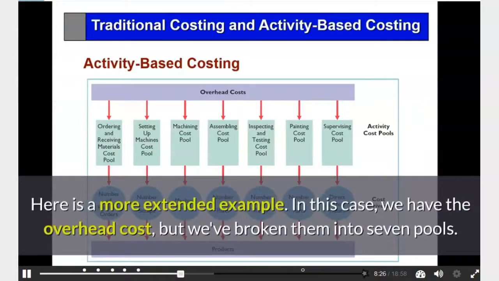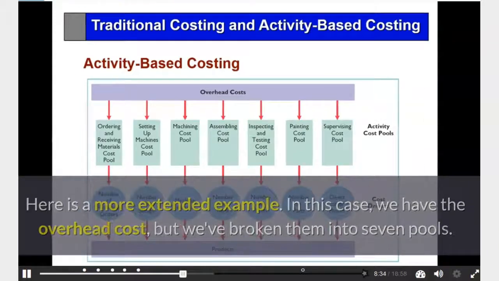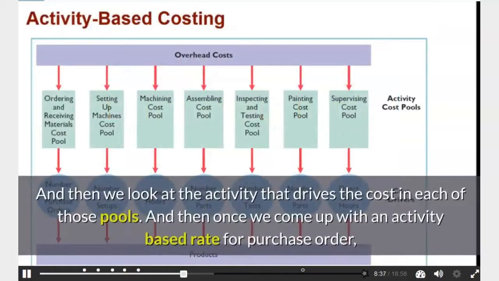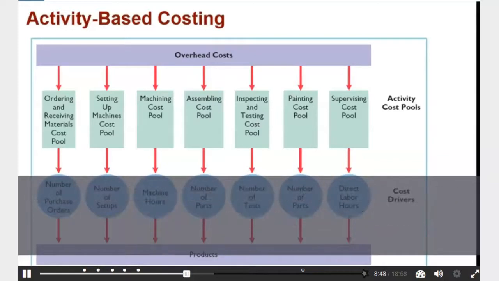Here is a more extended example. In this case, we have the overhead costs, but we've broken them into 7 pools. And then we look at the activity that drives the cost in each of those pools. And then once we come up with an activity-based rate for a purchase order, an activity-based rate for setups, and the activity-based rate for machine hours, we apply that to the number of machine hours consumed in producing this product versus the number of machine hours consumed in doing another product.